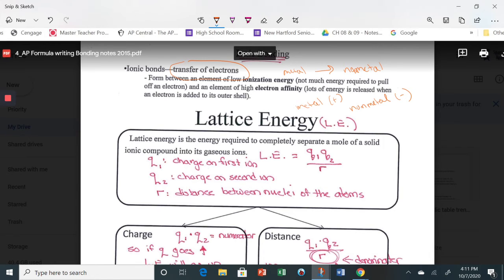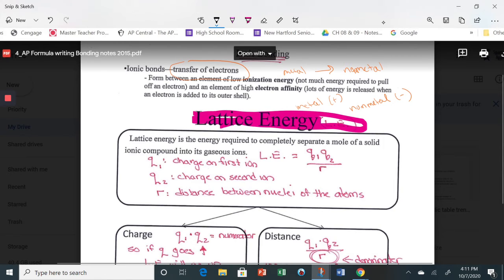What holds it together? This baby. Lattice energy. LE for short. So I'll go over that with a black pen so you can see it. Right? Lattice energy. This is modified Coulomb's equation. It is a force of attraction.